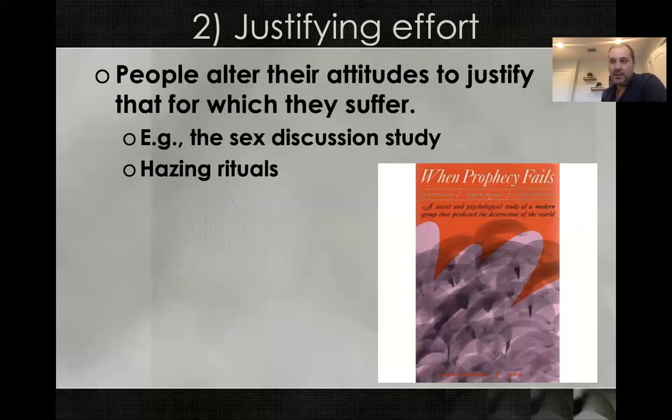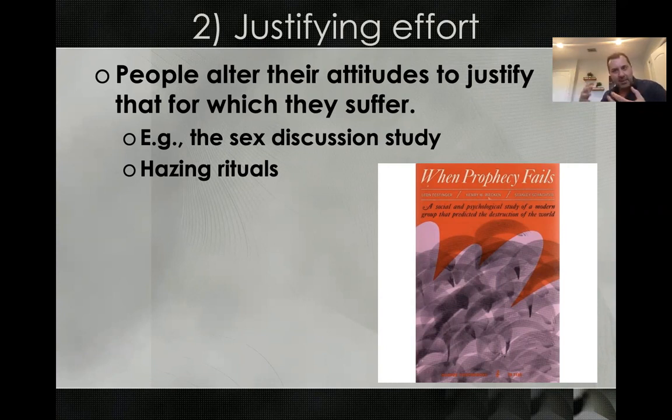We already mentioned this, but some research has shown that people who undergo these sorts of hazing rituals or these initiations in order to join a group will tend to end up liking that group more once they actually join it, which at first glance sort of seems a little counterintuitive.